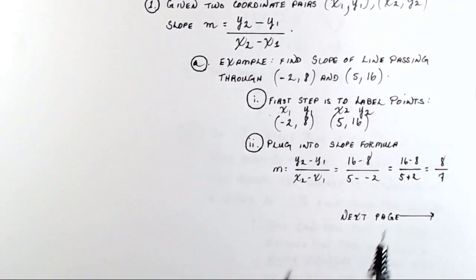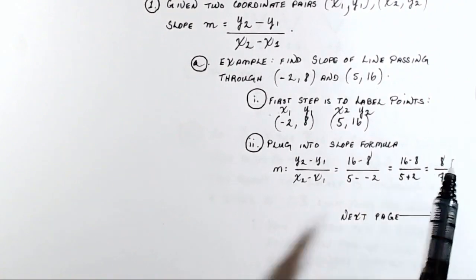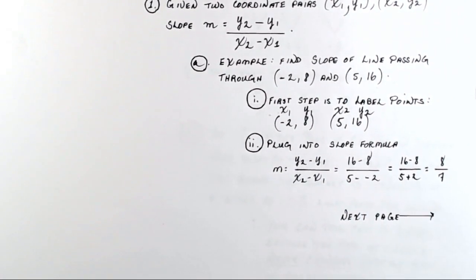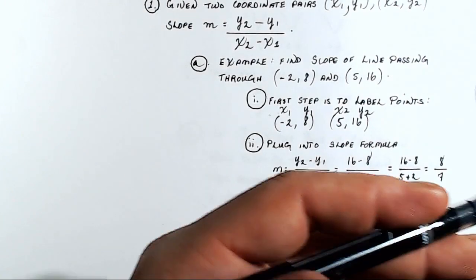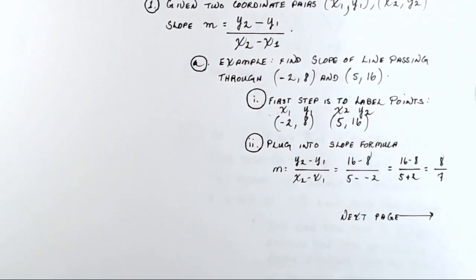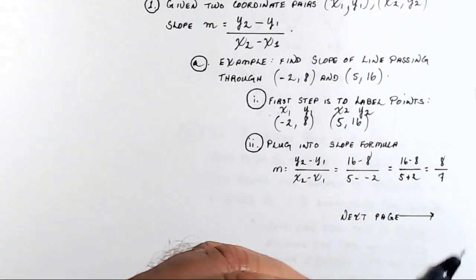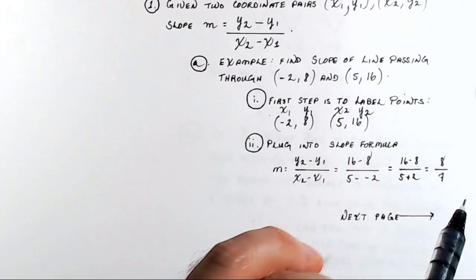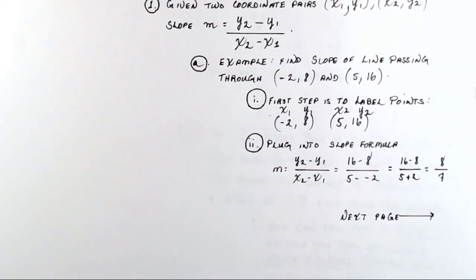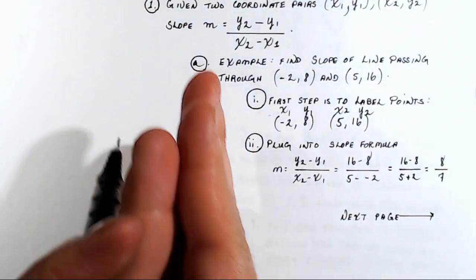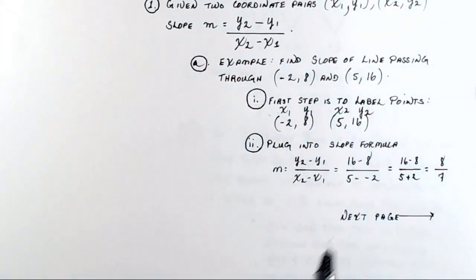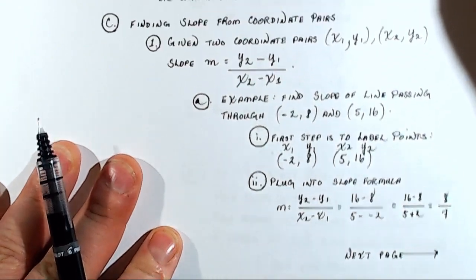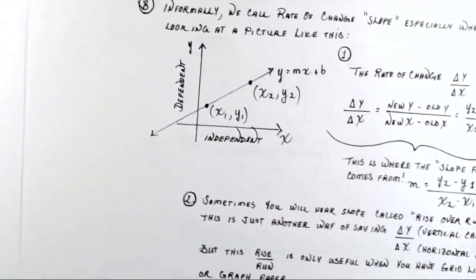Minus minus becomes plus, and that gives us 16 minus 8 is 8. 5 plus 2 is 7. So the slope here is 8 over 7. 8 is the rise, 7 is the run, 8 is the change in the y variable, 7 is the change in the x variable, 8 is the change in the dependent variable, 7 is the change in the independent variable, 8 is the vertical change, 7 is the horizontal change. 1,000 different ways to refer to slope. Let's move on.